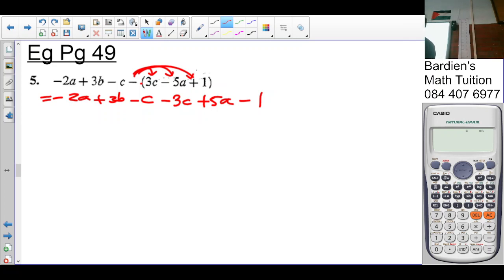You understand? Yes. So what do we look for now, Michael? Like terms. So is negative 2a a like term too? Positive 5a. 3b is on its own. Negative c, negative 3c, and negative 1 is also on its own. Not so?